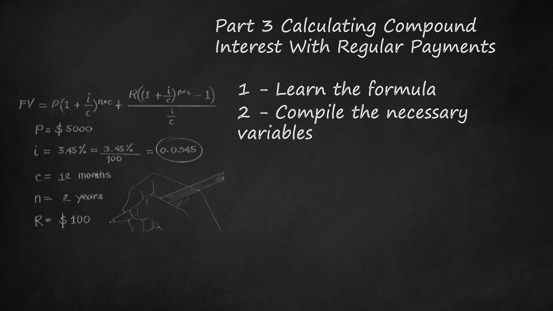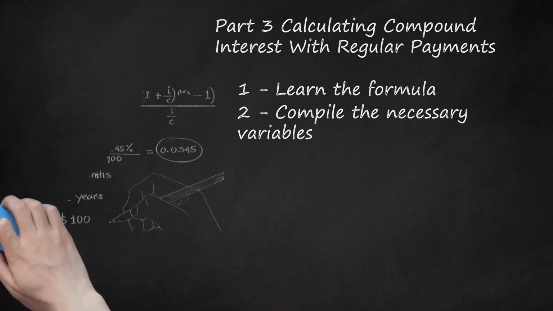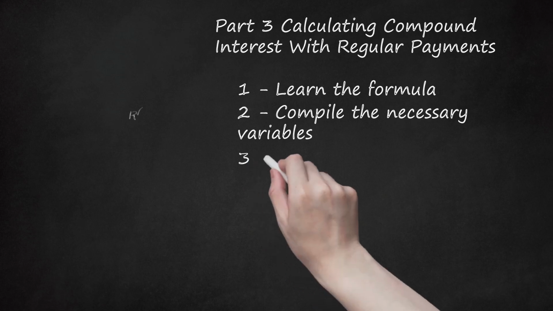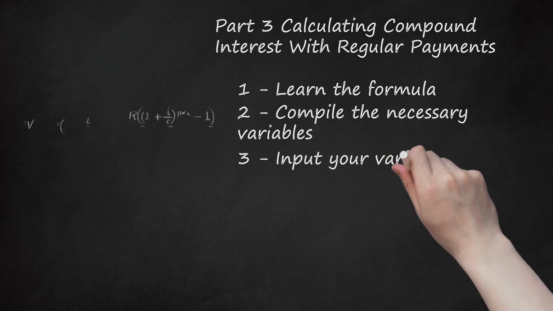For example, using the above 3.45% interest rate, we would divide 3.45 by 100 to get 0.0345. For compounding frequency, simply use the number of times per year that the interest compounds. This means annually is 1, monthly is 12, and daily is 365. Don't worry about leap years. 3. Input your variables.